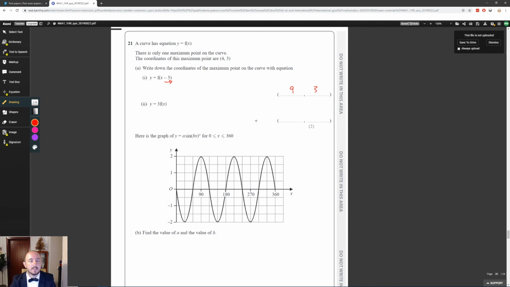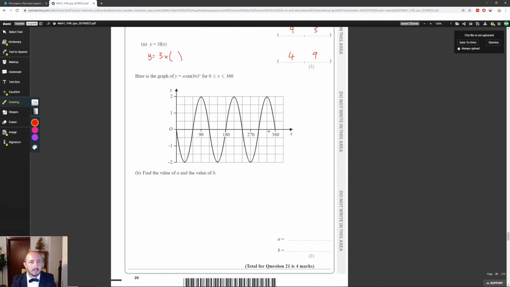And in front of the f of x, 3 lots of f of x. If you think about what happens here, we're now saying that the y is 3 times what it was for f of x. Here, y was 3, so it's going to be 3 times bigger than that. The x doesn't change, so that's now going to be 4, 9.